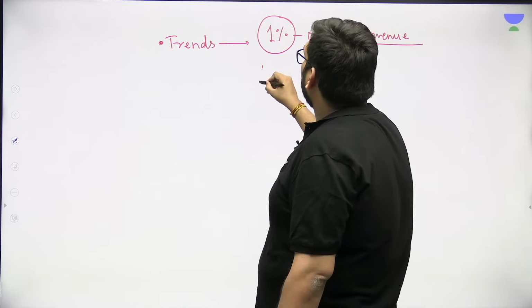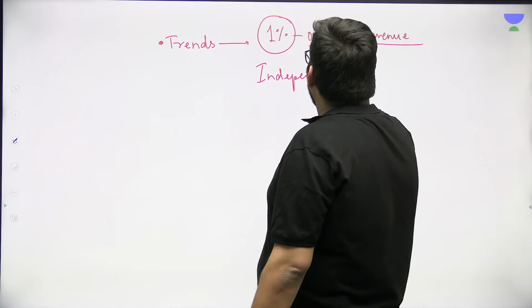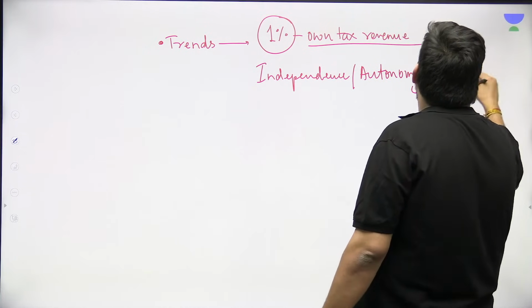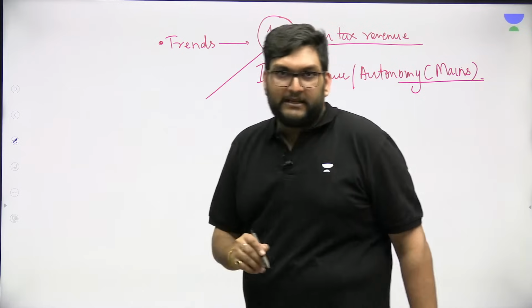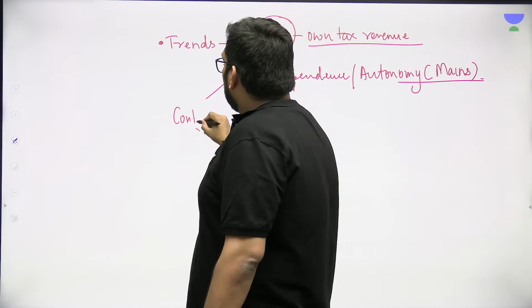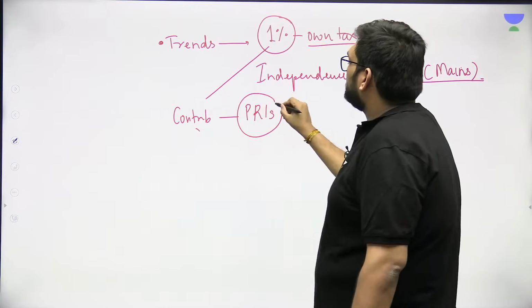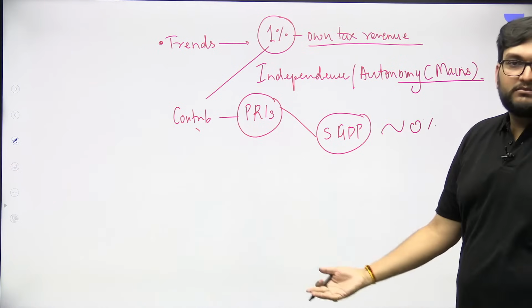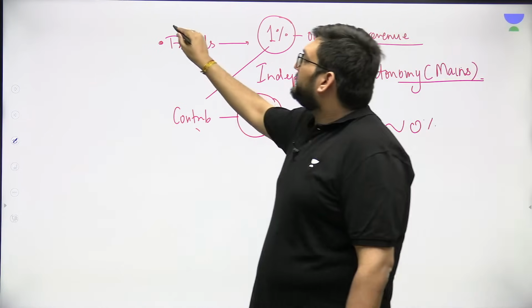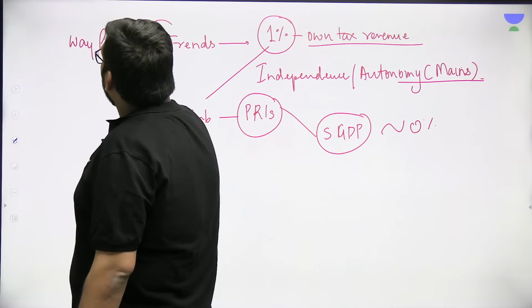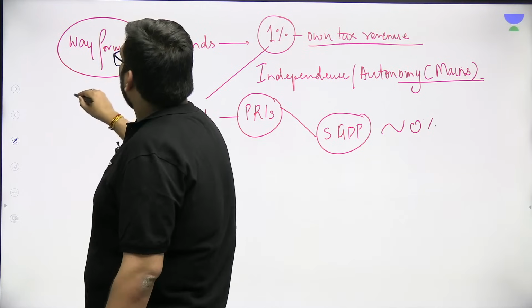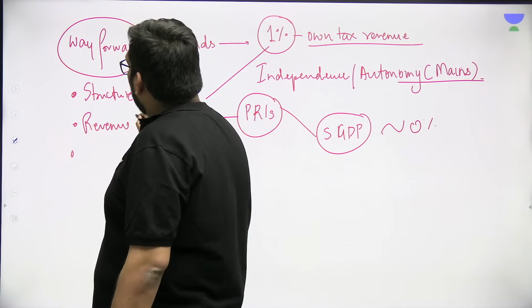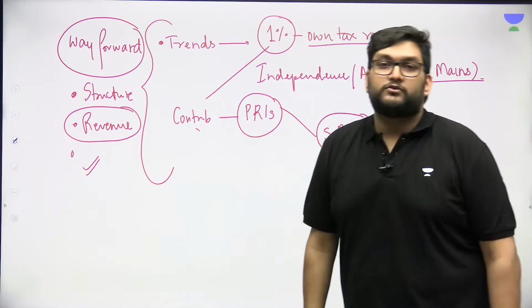The second would be their independence or their autonomy, that this is the mains issue. This is the mains related issue. And thereafter, if 1% is coming like this, the contribution of panchayats or Panchayati Raj institutions in state GDP is also close to 0%, which is more or less nothing. And therefore, what is the way forward? The way forward is that you either make sure that the structure changes, or at least the revenue structure changes, or we are giving them new opportunities and avenues to generate more revenue.